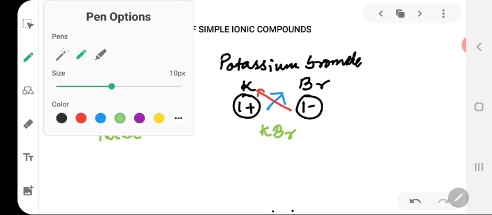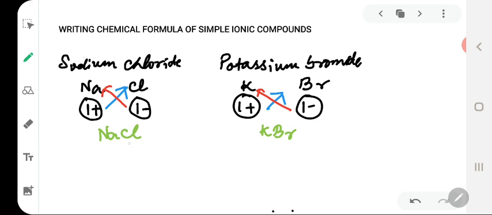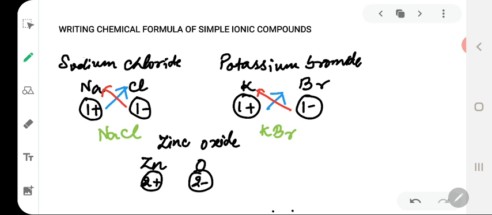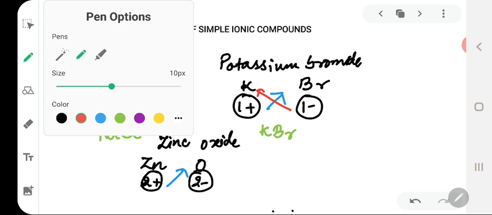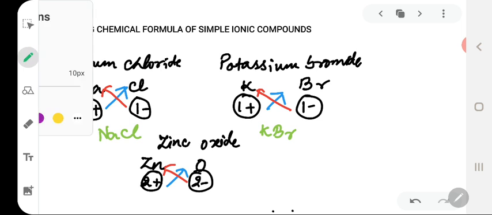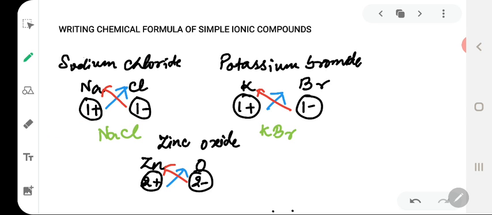Let's write down one more expression. Say we are writing for zinc oxide. So zinc and oxygen. Zinc has a valency 2 plus, oxygen is 2 minus. We have to do the crossover, so 2 plus goes this side and 2 minus comes this side, and hence the formula, what should it become? Zn2O2? No, it will become ZnO, as we know that we have to get rid of the common factor.